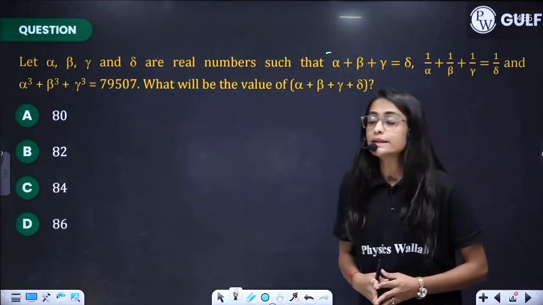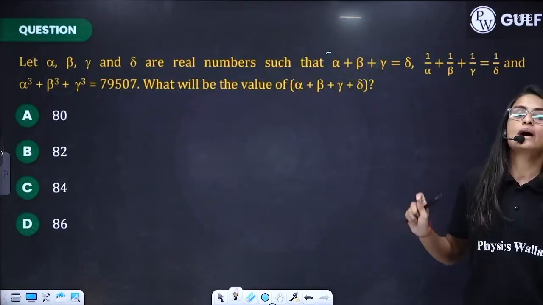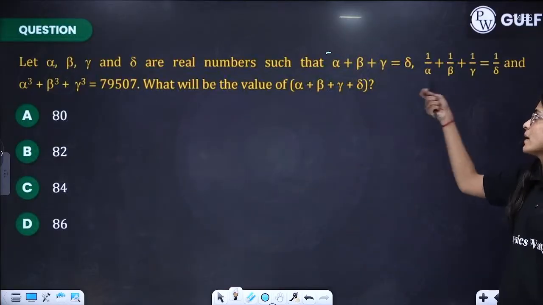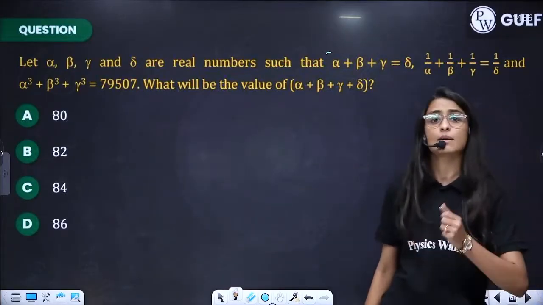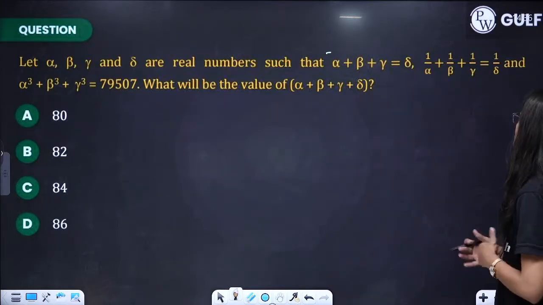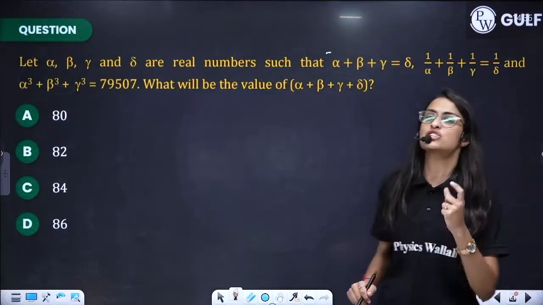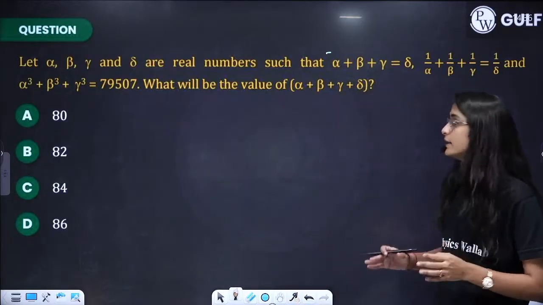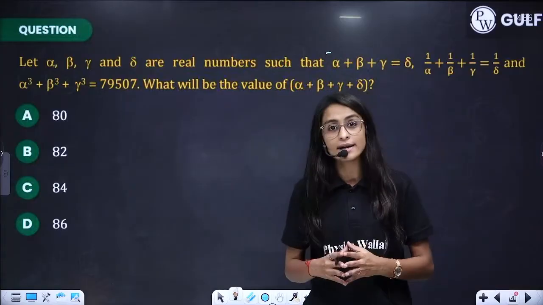Okay, so here in this question, you have been provided with alpha, beta, gamma and delta, which are real numbers. You have been provided two relations: alpha plus beta plus gamma is delta, 1 by alpha plus 1 by beta plus 1 by gamma is equal to 1 by delta, and the summation of cubes of alpha, beta, gamma. Now here you have to find the value of alpha plus beta plus gamma and delta.